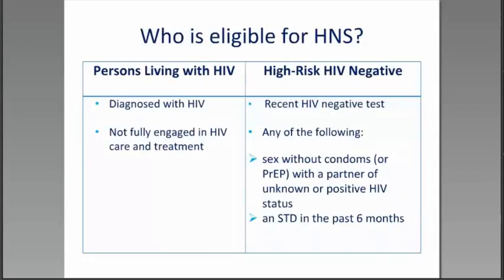So for example, people who are eligible for HNS, or HIV Navigation Services, for CDC funding are people who are living with HIV, those who are diagnosed with HIV and not fully engaged in HIV care and treatment. For those who are high-risk HIV negatives, are those who have had a recent HIV negative test and have had any of the following, such as condomless anal intercourse with a partner of unknown or positive status, an STD in the past 6 months, or someone who is currently taking PrEP.